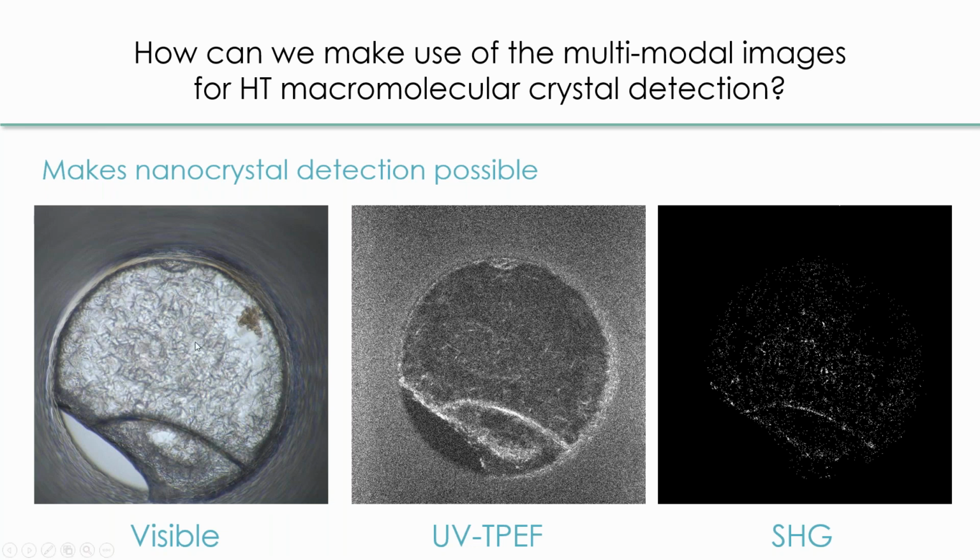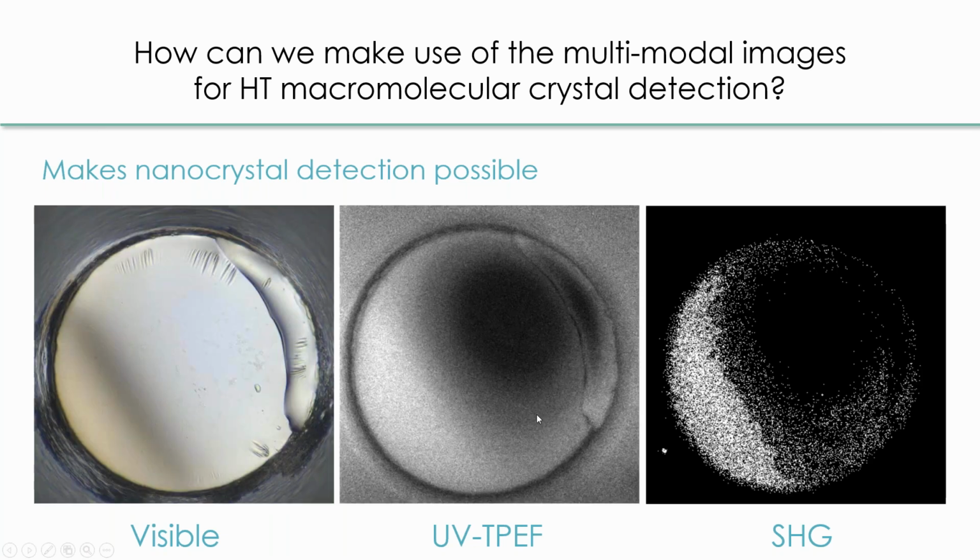So in this case, you can just barely see the crystals here, but using the UV TPEF and SHG, we can identify these crystals. This is one of my favorite examples. This is one of the only wells in this 1536 tray that generated any crystal hits. You would not necessarily identify this as crystalline, but using the UV TPEF and SHG, we can see that these are actually beautiful nanocrystals that are growing very nicely.